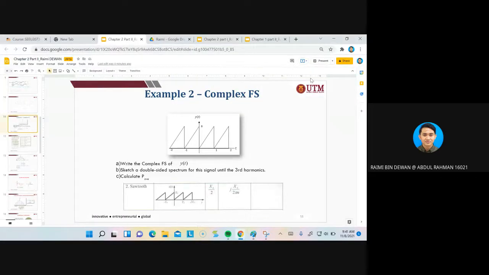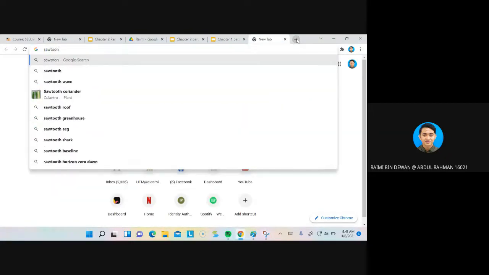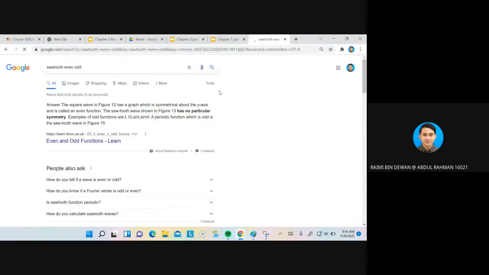You can search on Google, or you can search on YouTube. In your era, you don't really need to ask around. Sometimes the literature might not explain well, or you want extra information, or maybe you are confused. You just type sawtooth even odd, something like that, so you can know whether it is an odd or even signal. The sawtooth has no particular symmetry. So it is neither.